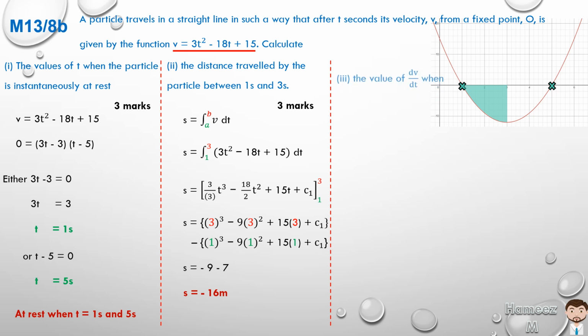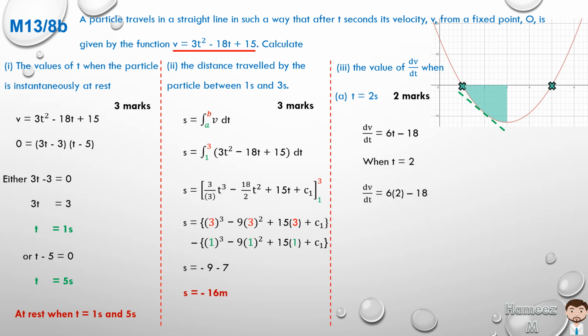Calculate part 3, the value of dv/dt when t is equal to 2 seconds. We know v, so let's differentiate that, which will give us 6t minus 18. And when t is equal to 2, we can substitute. dv/dt is equal to 6 by 2 minus 18. 6 twos are 12, minus 18 is minus 6. So the acceleration is minus 6 meters per second squared when the time is 2 seconds.